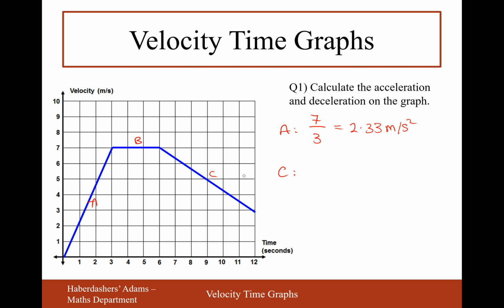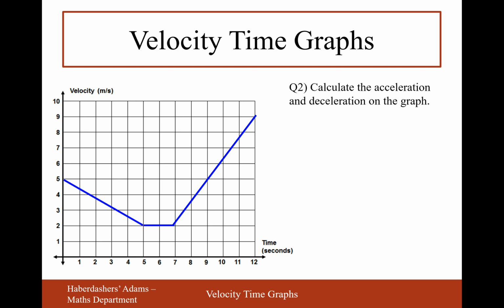per second. The acceleration at C will be going from 7 down to 3, so that would be minus 4 over 6 to 12, so that would be over 6 seconds, so that would be 0.67 meters per second squared. So that's the answer to question 1. Hopefully that's made sense and hopefully you've got that one right. If you haven't, an opportunity to have another go at a question here. Pause the video and work out the acceleration and deceleration here.